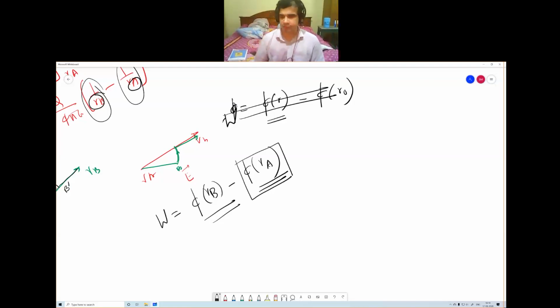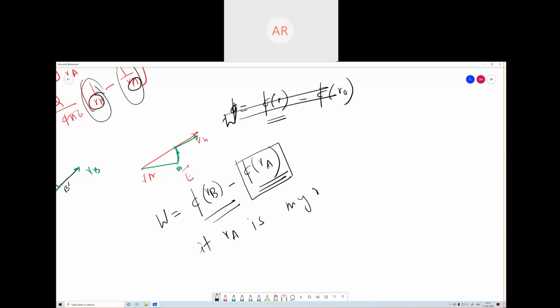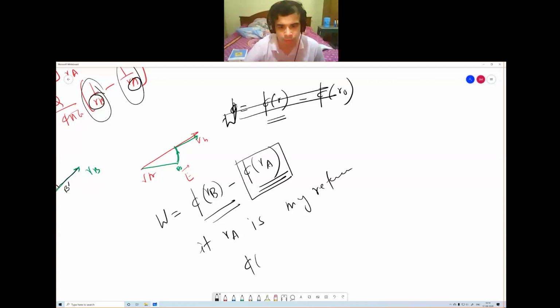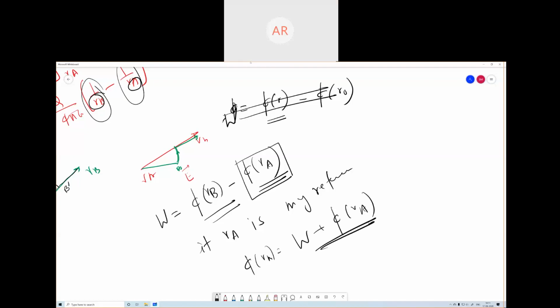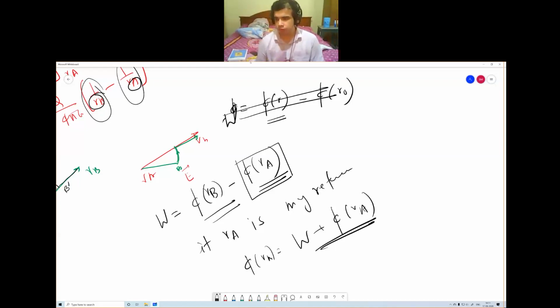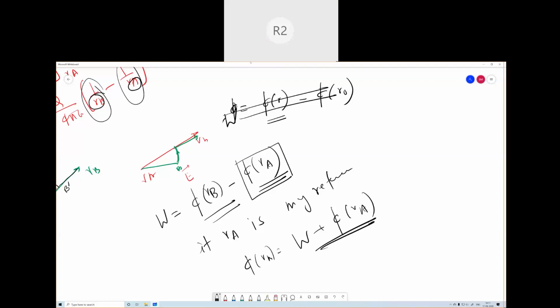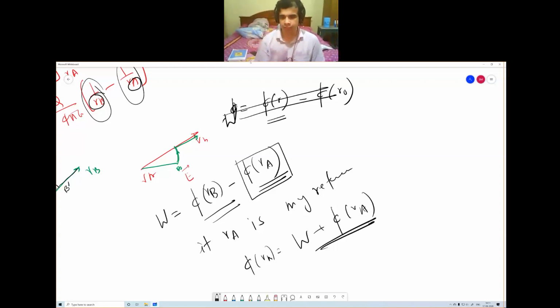If RA is my reference point, then what is phi RB? If RA is my reference point, then phi RB would be W plus phi RA. Is it okay? Assume that RA is my reference point. Then phi RB is phi RA plus W. Is it correct? Yes, sir.